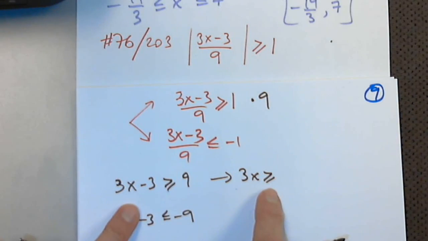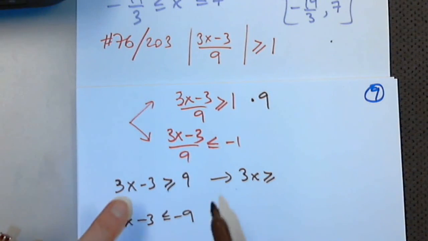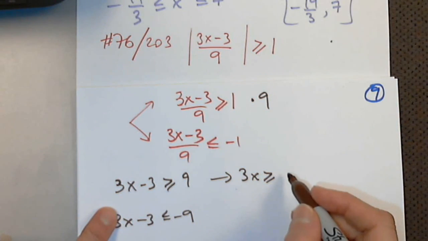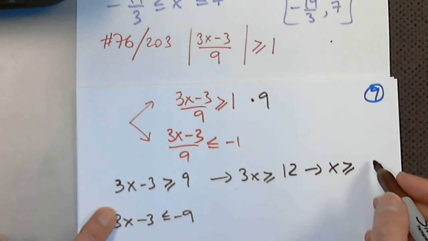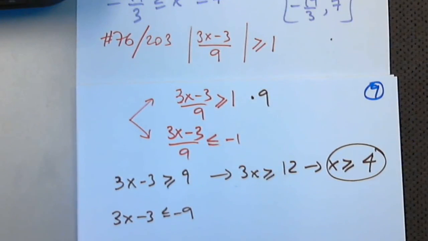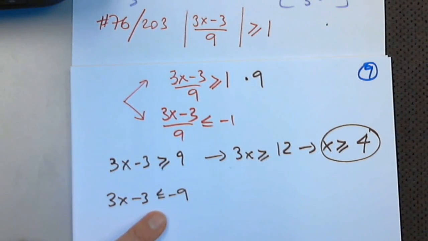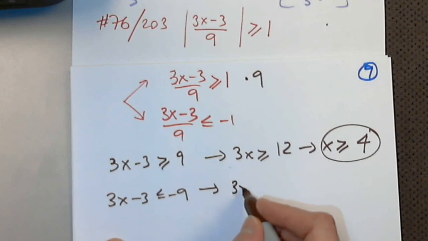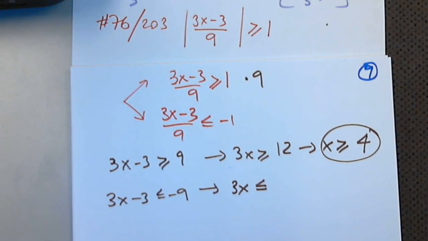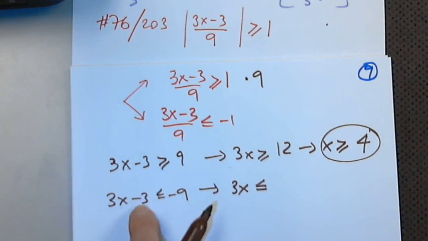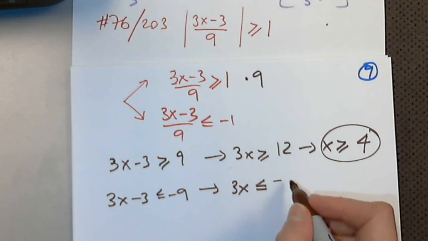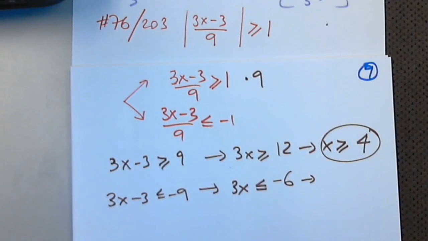But I was still working on, that's fine, that's fine. We can write both at the same time. So this is 3x greater than or equal to, yes, which means x greater than or equal to 4. That's it. Now the other one, 3x minus 3 less than or equal to -9. This means 3x less than or equal to, I have a -9 and I'm bringing, yes, and I'm bringing a positive 3. Very good.